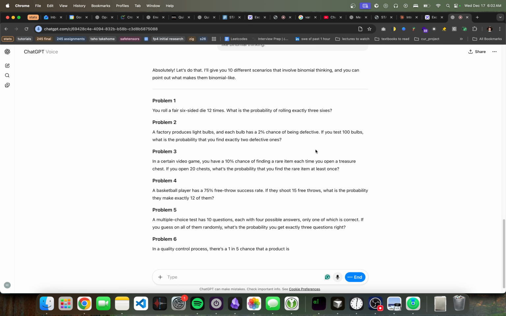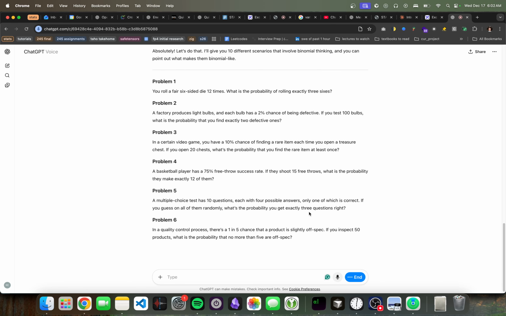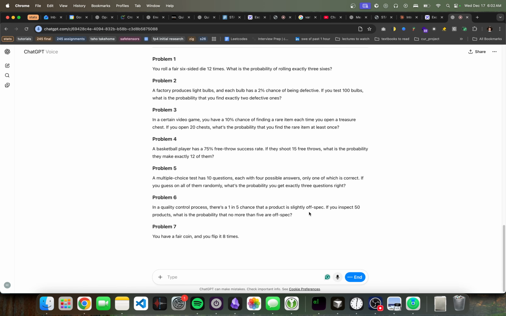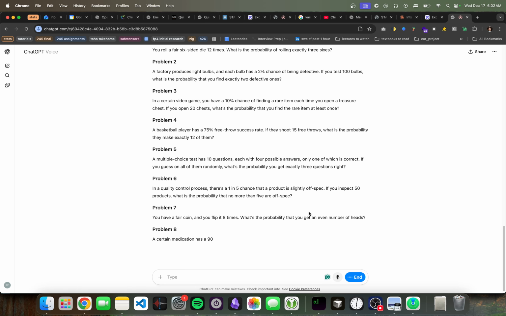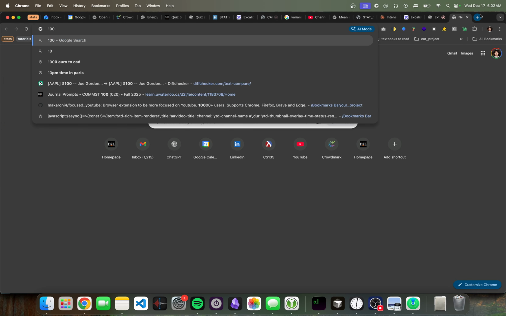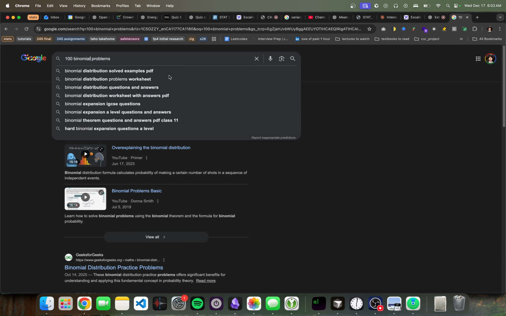Number 6. In a quality control process, there's a 1 in 5 chance that a product is slightly off spec. If you inspect 50 products, what is the probability that no more than 5 are off spec? You have a fair coin and you flip it 8 times. What's the probability that you get an even number of heads? A certain medication has a 90% chance of working effectively for any given patient. If you give the medication to 30 patients, what is the probability that exactly 27 of them respond positively?